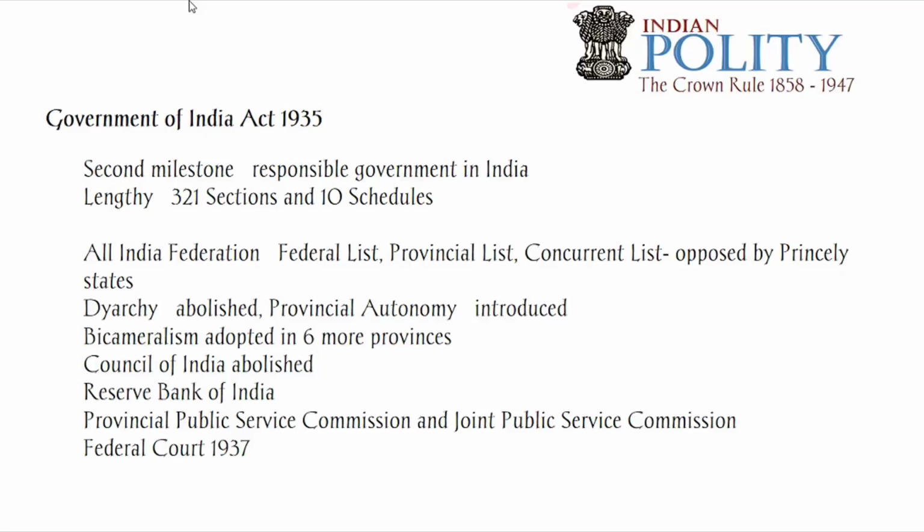Bicameralism was introduced in 6 provinces, namely Bengal, Bombay, Madras, Bihar, Assam and the United Provinces, and it faced many restrictions. The Council of India, which was put forth by the Act of 1858, was abolished. A Reserve Bank of India was established to control the currency and credit. Provincial Public Service Commissions and Joint Public Service Commissions were established along with the Federal Public Service Commission. The Federal Court was set up in 1937.